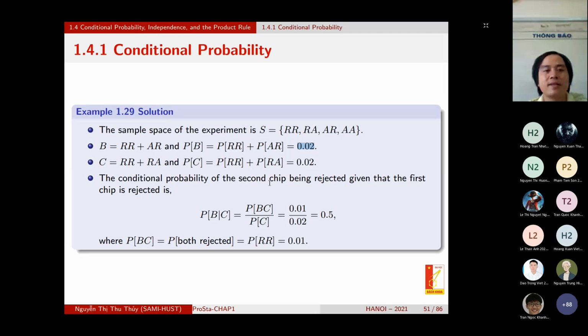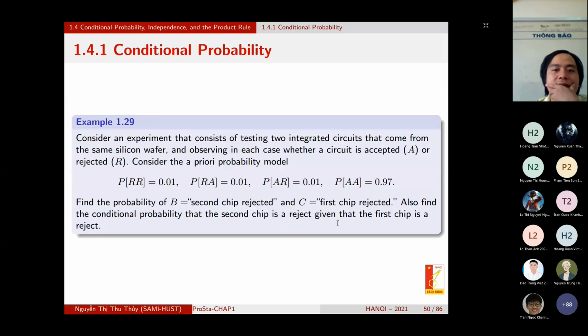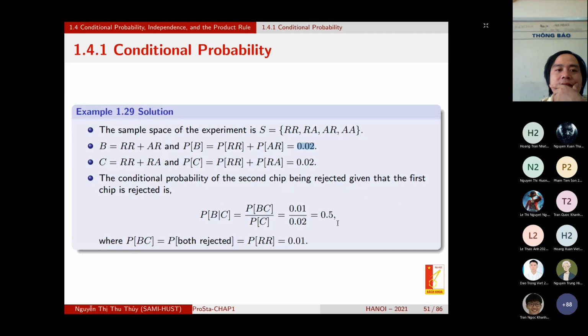How about C? What is C? C is that the first chip is rejected. So we consider 2 disjoint events: the first one is rejected, so the second one can be rejected or accepted. We also use the additive rule to get the probability of C is 2% also. And now the conditional probability of the second one being rejected, given that the first one is rejected already.